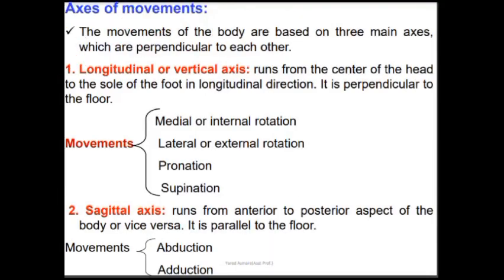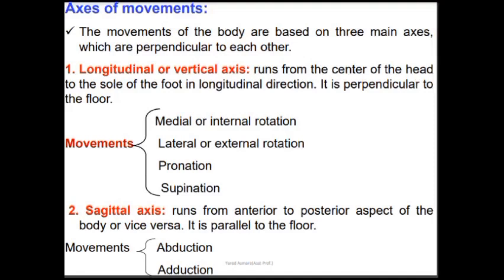Now I am going to teach you about the axes of movements. The movements of the body are based on three main axes, which are perpendicular to each other. A. Longitudinal or vertical axis runs from the center of the head to the sole of the foot in longitudinal direction. It is perpendicular to the floor. What movements are included in this axis of movements?